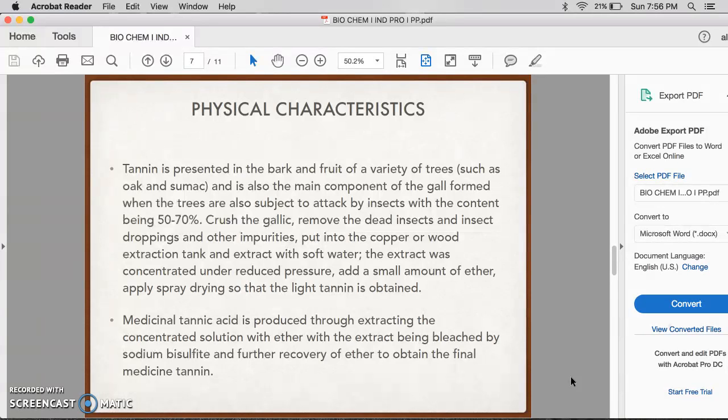When it comes to medicinal use, tannic acid is produced through extracting the concentrated solution with ether, with the extract being bleached by sodium bisulfate and further recovery of ether to obtain the final medicine tannin.